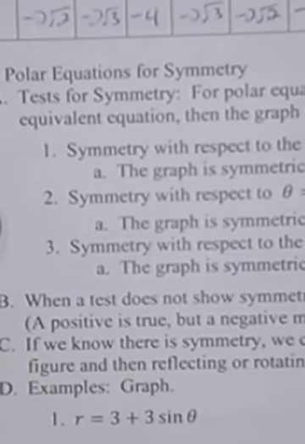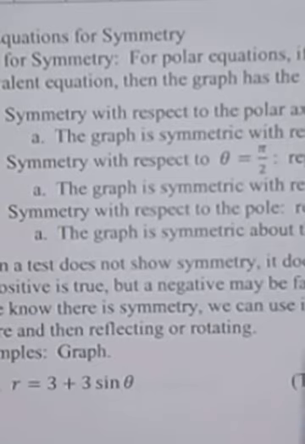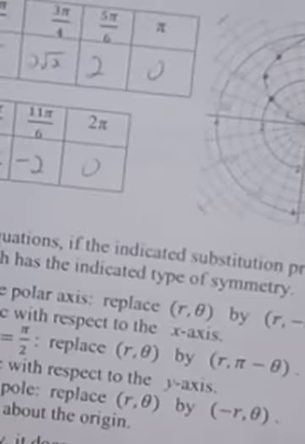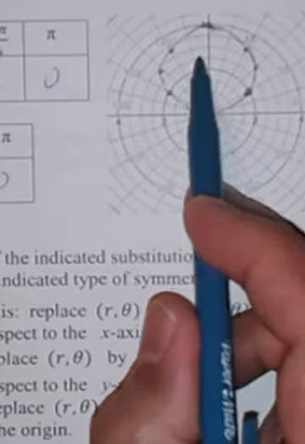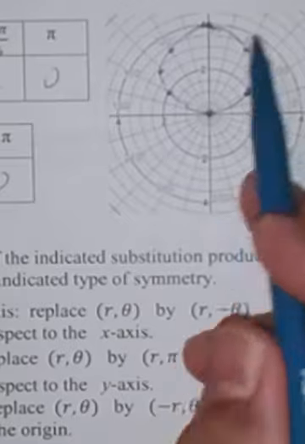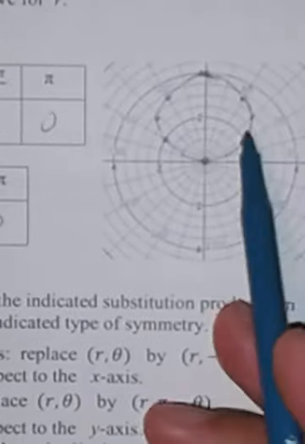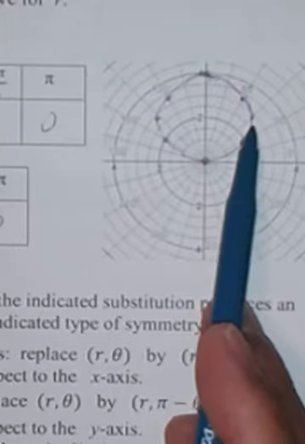One is with respect to the x-axis, with respect to the y-axis, and with respect to the origin. With respect to the x-axis means that if I look at the x-axis, the part of the graph above it is symmetric, a mirror image of the part of the graph below it and vice versa. Across the y-axis, same thing, except across the y-axis. Kind of like this one.